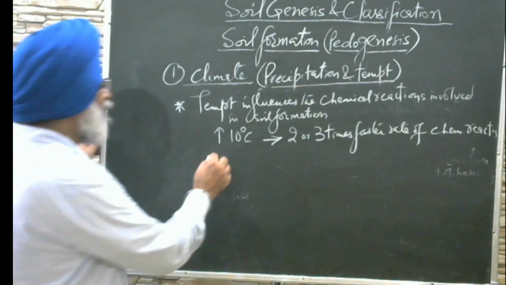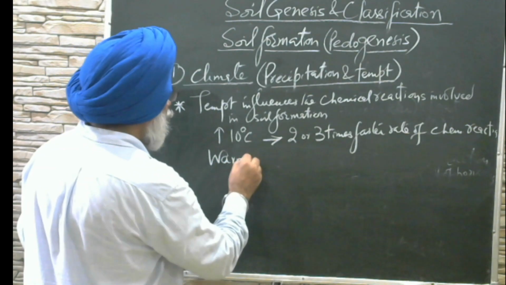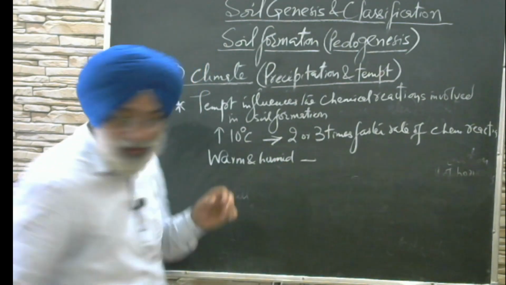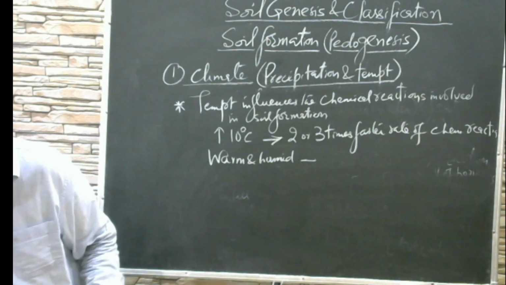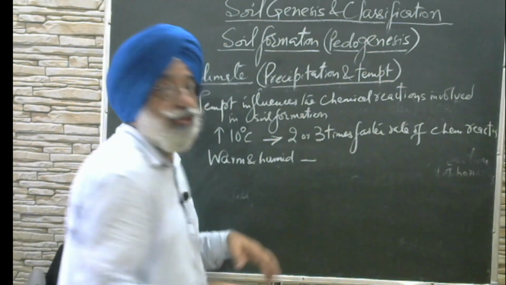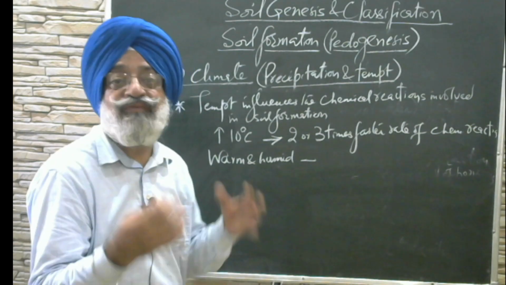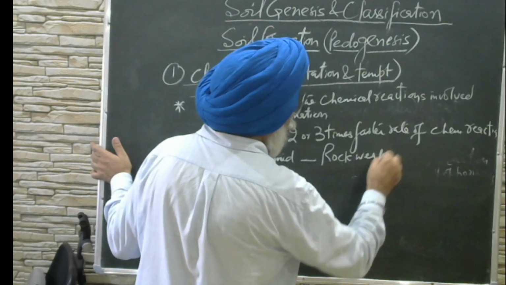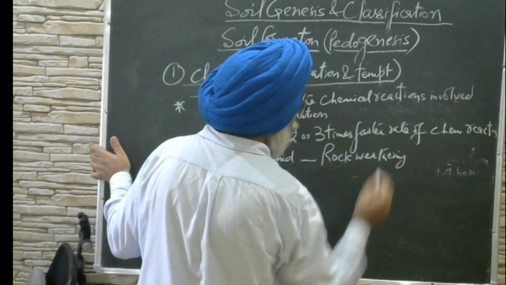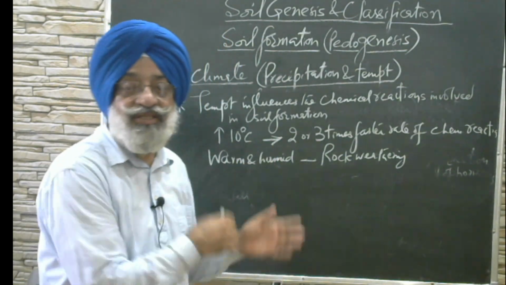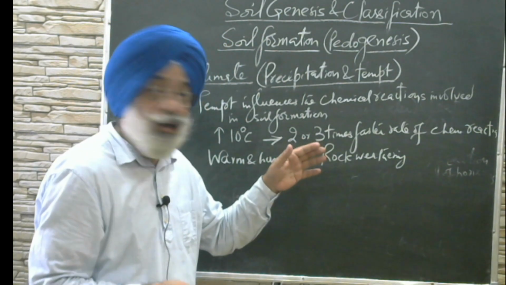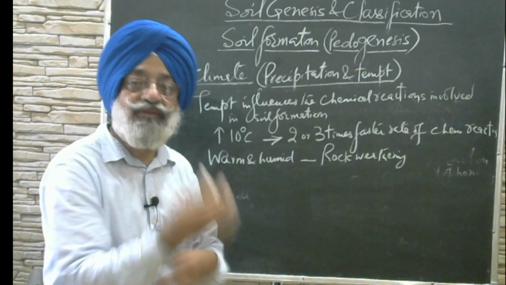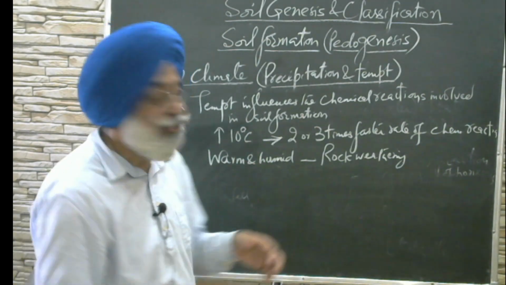And similarly, if you have warm and humid conditions, that means temperatures are high, then we expect the extent of rock weathering will be high. So rock weathering, because rocks will be then broken down into the parent material. As we discussed in our previous lecture also, weathering of the rocks is the first step resulting in the formation of parent material, and then the second step is parent material gets converted into soil.